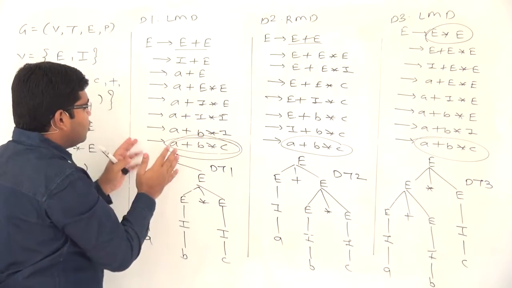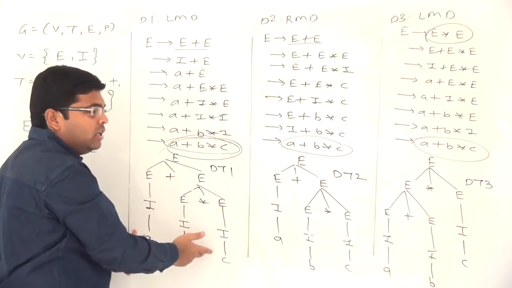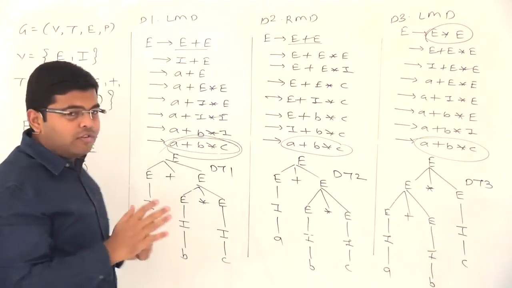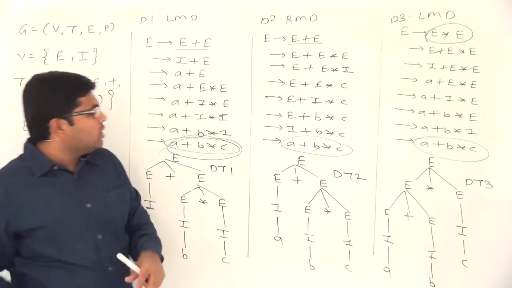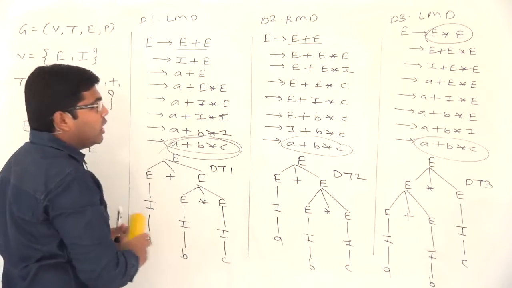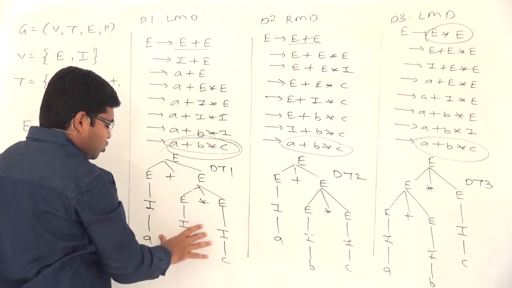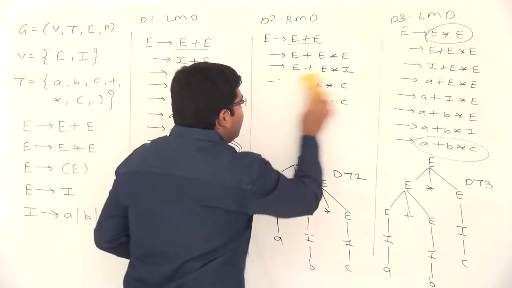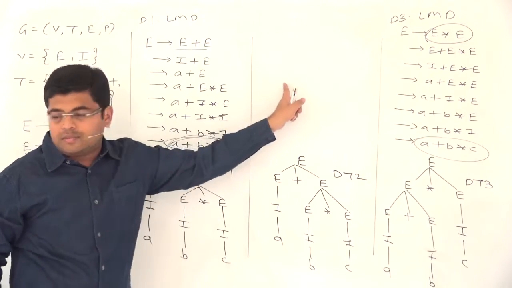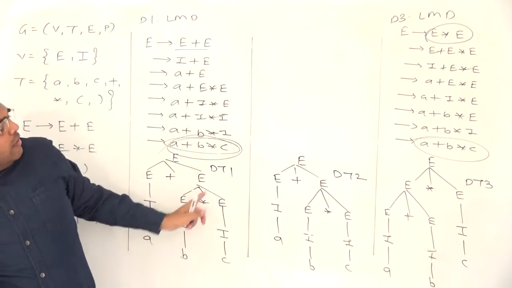See, right now what is the flow? Derivation, a derivation tree, then again a derivation and again a derivation tree. But right now we will convert an LMD into a derivation tree. It's an LMD, we will convert it to a derivation tree, and then we will convert the same derivation tree back into an LMD.